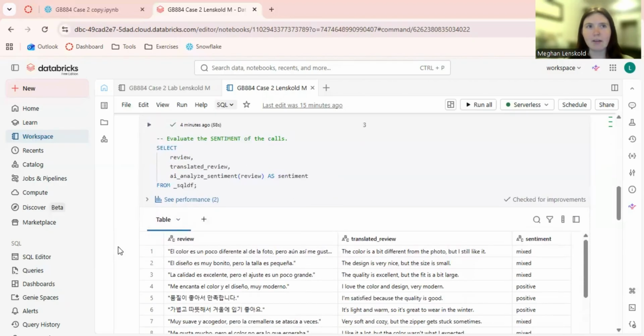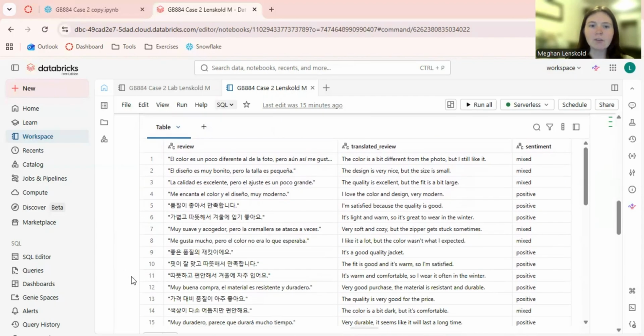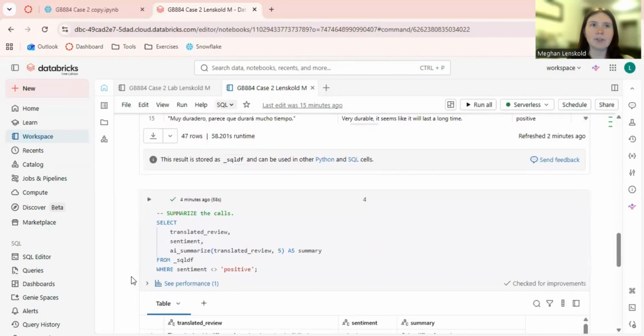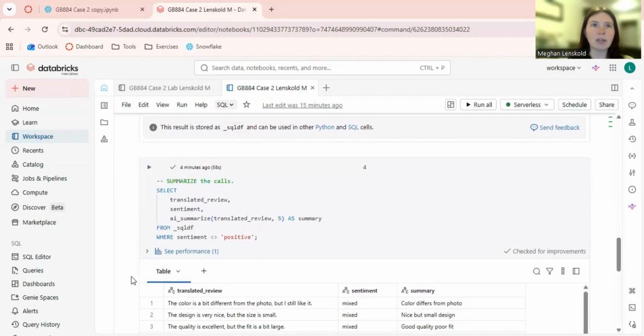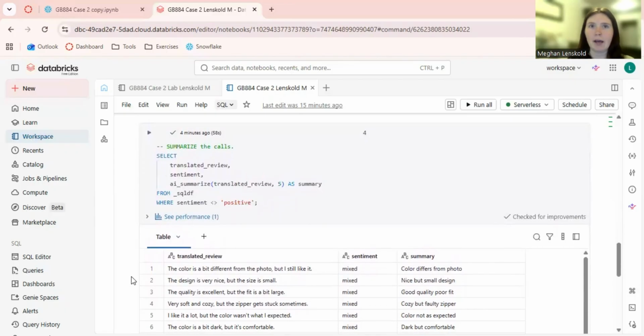Then second, the sentiment of each review, positive, negative, or mixed, was classified. So from there, I filtered down to reviews that weren't purely positive, the ones that contained real product feedback, and generated some short summaries of each.